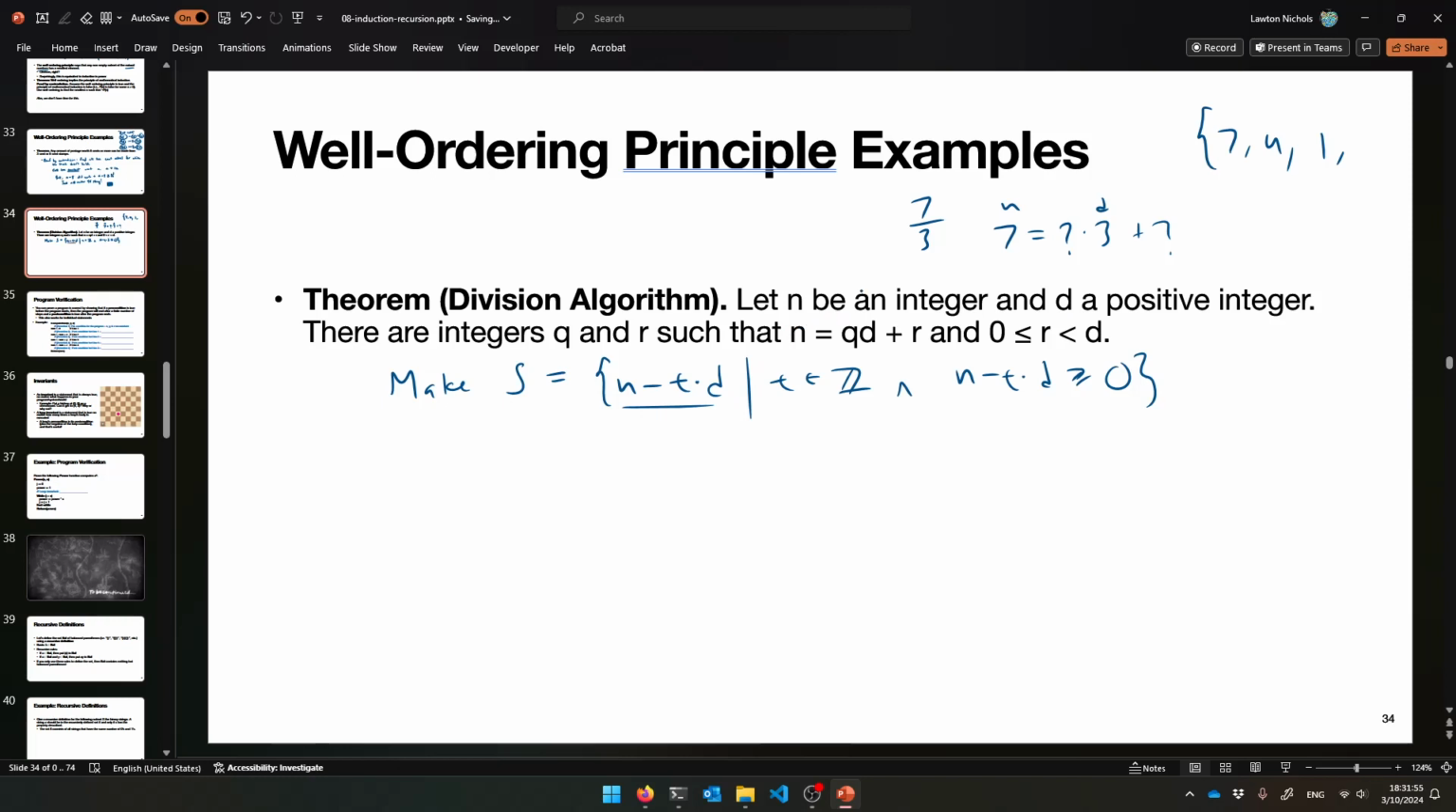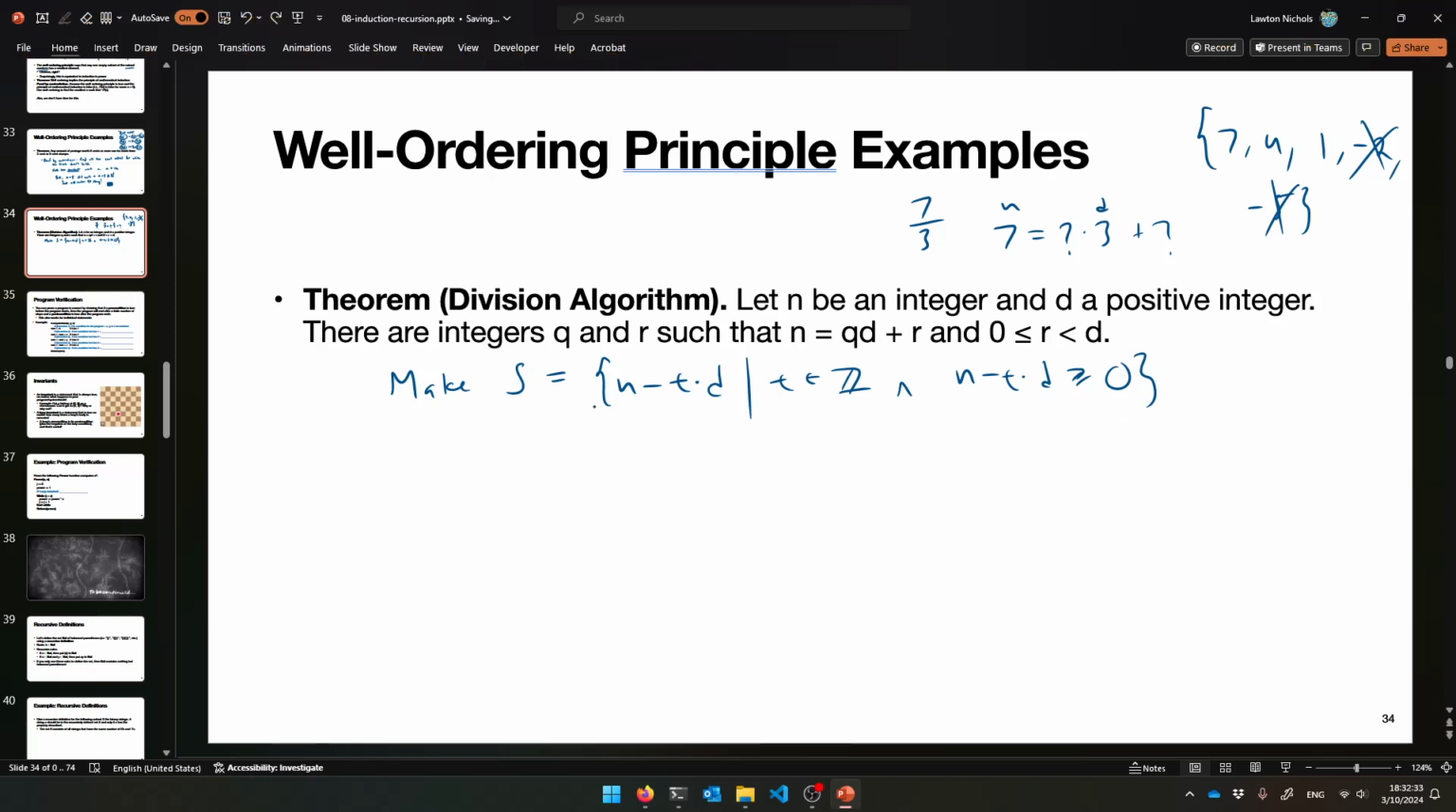I could go minus 3 times 3, and that would be minus 9, right? So that would make negative 2, actually. Negative 2 is a little too small, though, so I won't consider it. Negative 5 as well, that's a little too small. I won't consider it. So I'm only picking out the ones, n minus some integer times d, that are greater than or equal to 0. So that's the secret. All those things, only the non-negative ones.